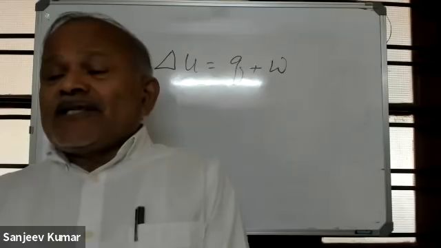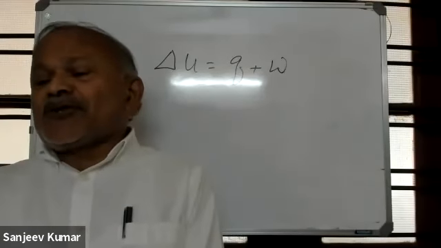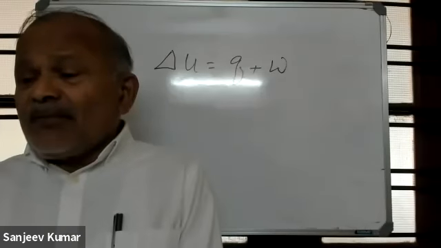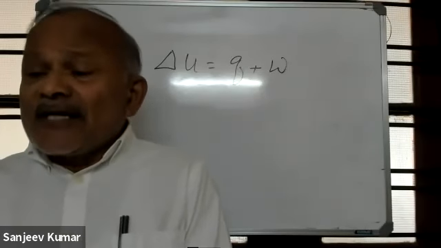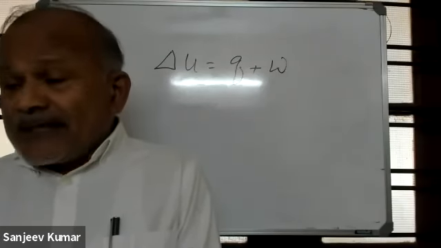What do you mean by heat capacity? It is the heat required to raise the temperature of a substance through 1 degree, 1 joule. And depending upon the size of the system, the amount of heat required to raise the temperature by 1 degree will also vary. And therefore, it is an extensive property.